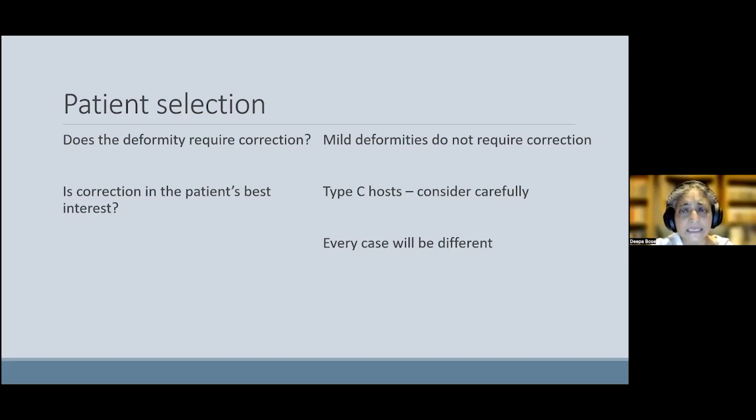particularly if you are putting the patient at risk of other procedural complications such as infection or non-union. You also have to consider whether correction is in the patient's best interests. So, for example, if you have a type C host, that is a patient with multiple comorbidities, then you have to consider quite carefully whether you should embark upon a challenging course of reconstruction. And every case is different, and so every case must be assessed on its own merits.